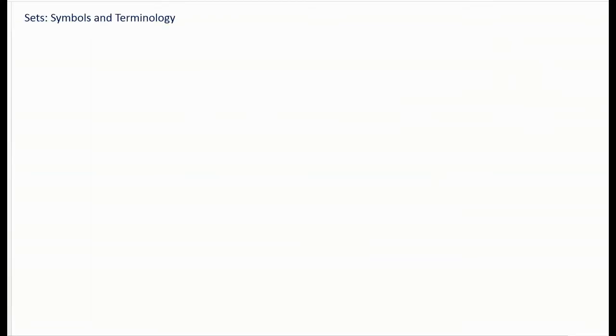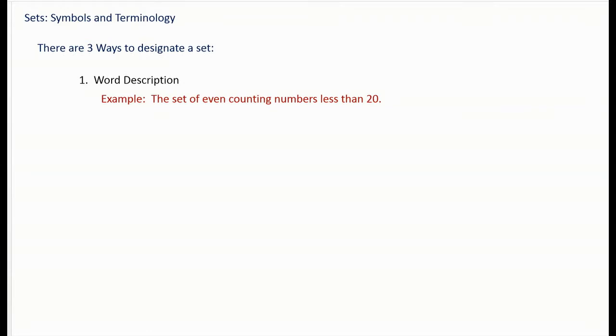Today we want to talk about sets, symbols, and terminology. There are 3 ways to designate a set. One is using a word description. For example, the set of even counting numbers less than 20. That is a way to describe a particular set.